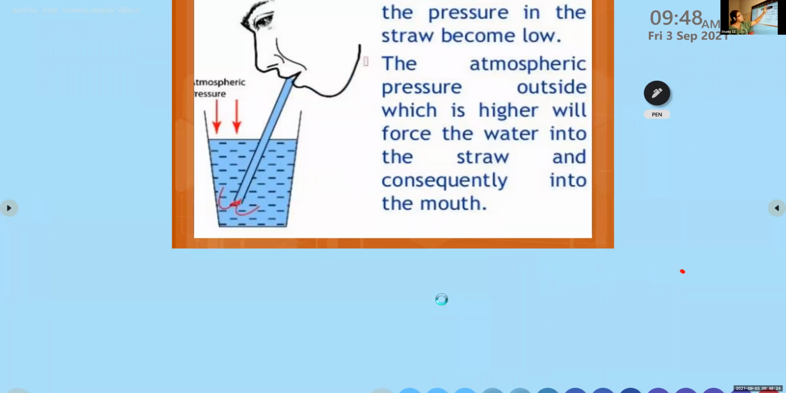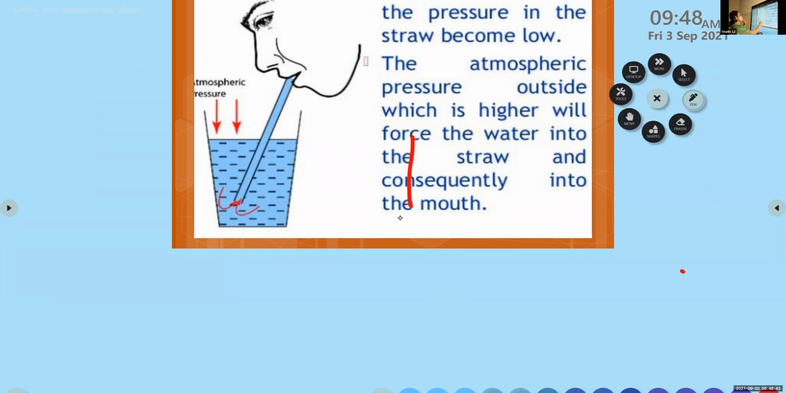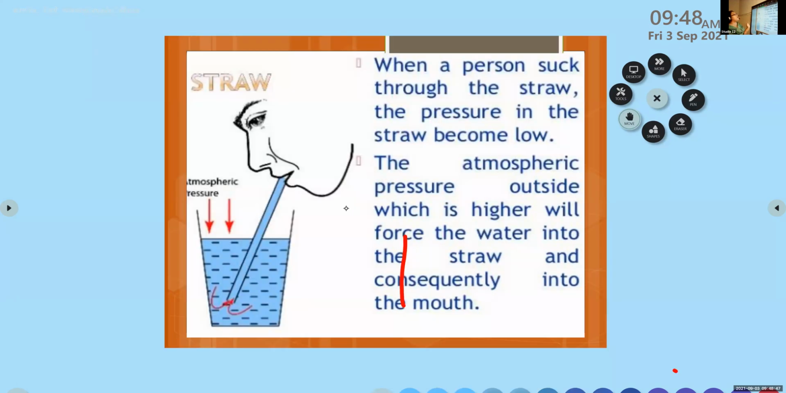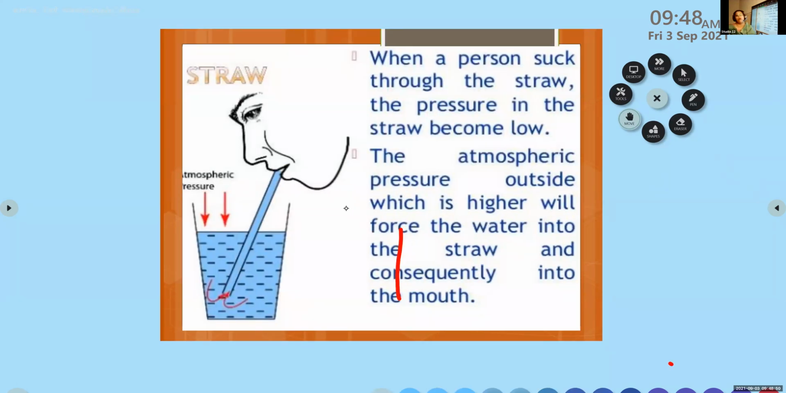Another application, very simple, everyone likes to drink, correct? You go to a cool drink shop and you use a straw to drink juice and shake and all. In that also it is the same thing. What is the effect there? When a person sucks through the straw, the pressure in the straw becomes low. You are removing the air from the straw.